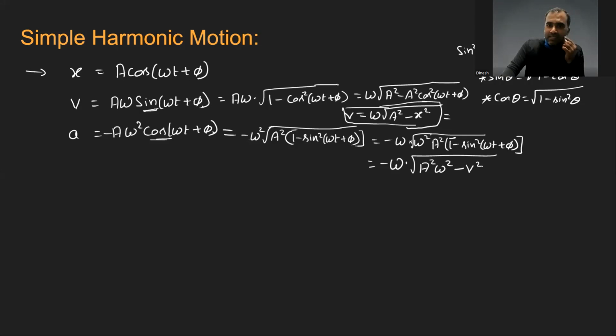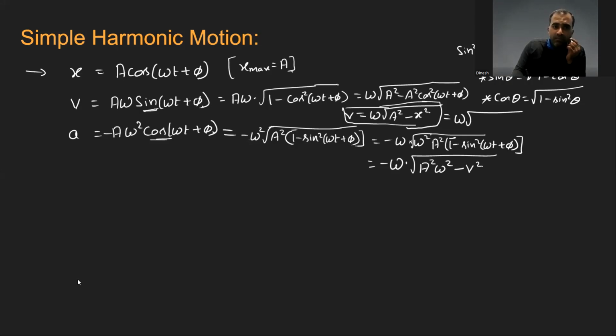Or can we also write it in terms of velocity? Just look at this one. What is A here? Can I say it is the maximum displacement? What is the maximum value of displacement possible? Maximum value of cos possible is 1. So the maximum value of displacement possible is plus A.